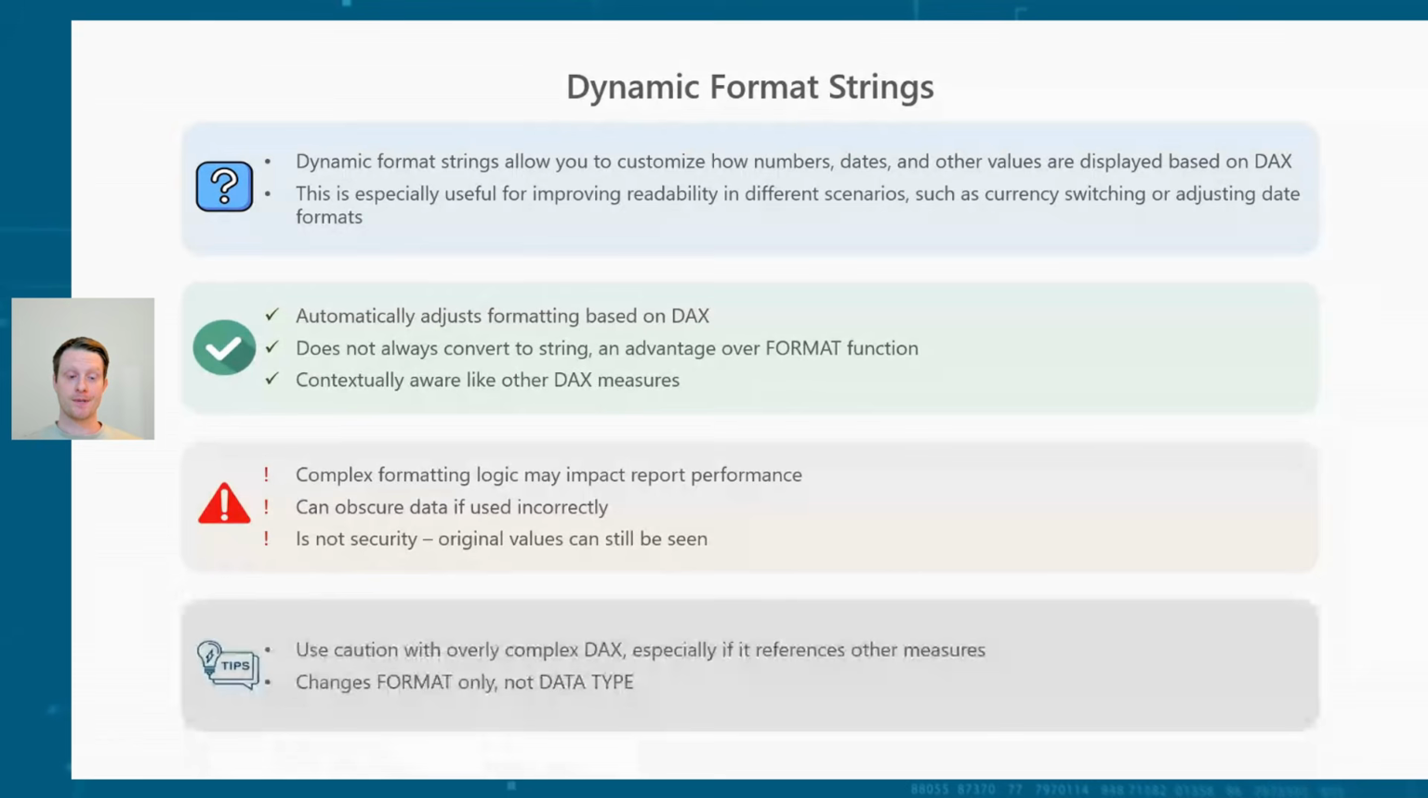Now, tips: use with caution. Be careful with complex DAX, and especially careful if it references other measures in your format, because this can really affect performance. And finally, it changes the format only, which we've talked about, not the underlying data type. So it keeps the data in exactly the same format. If you want to change the underlying data type, you need to go back to the column and change the data type on the column itself in Power Query before you get to the format string.